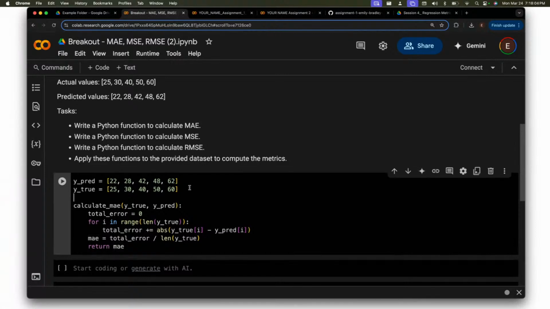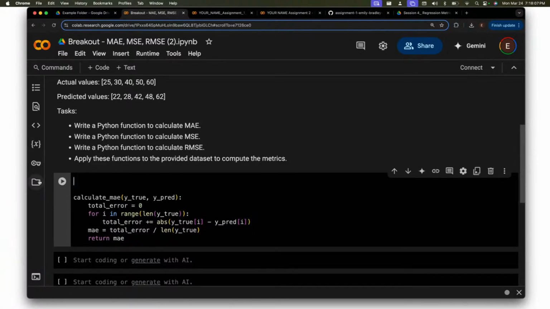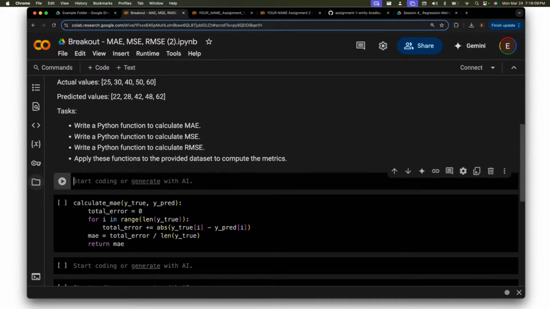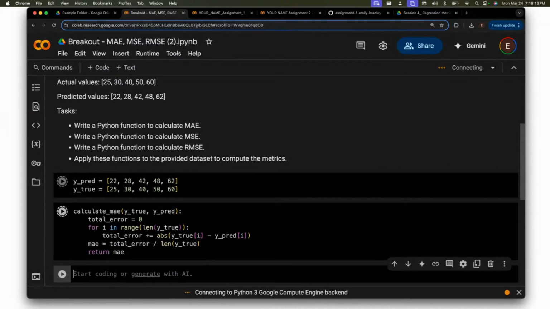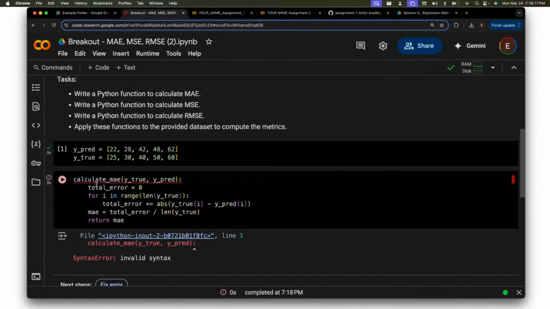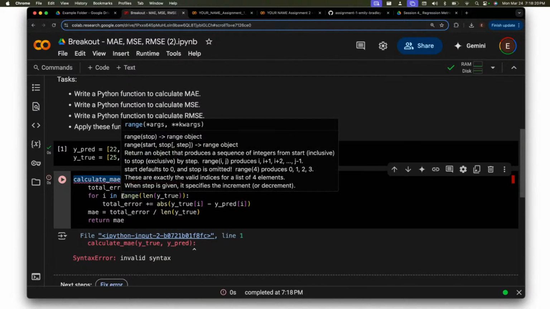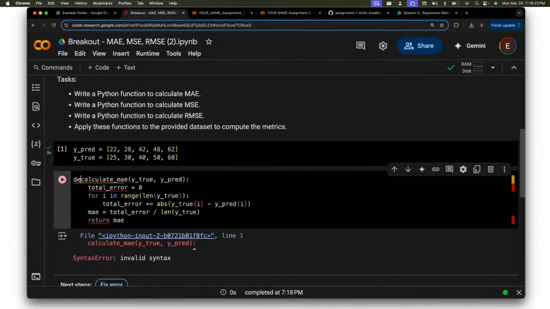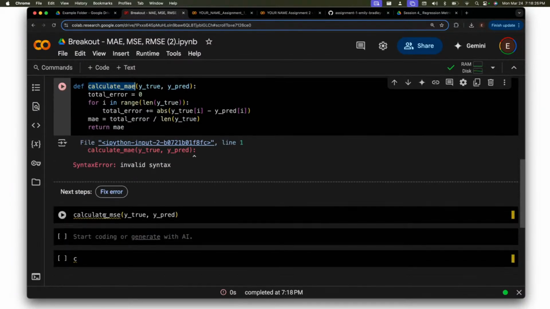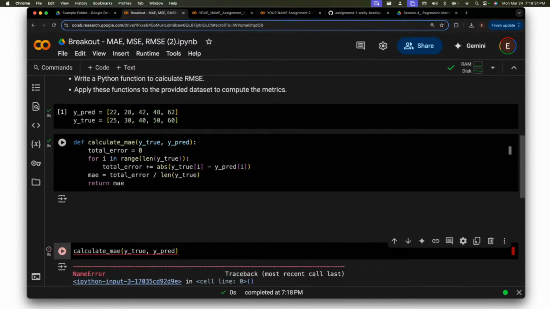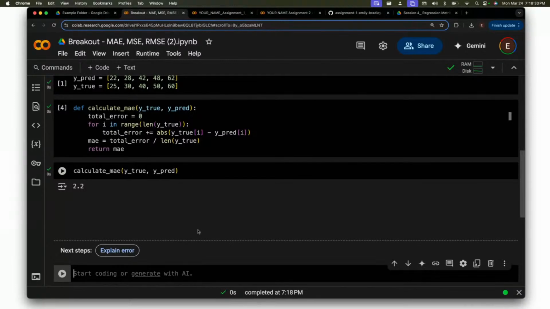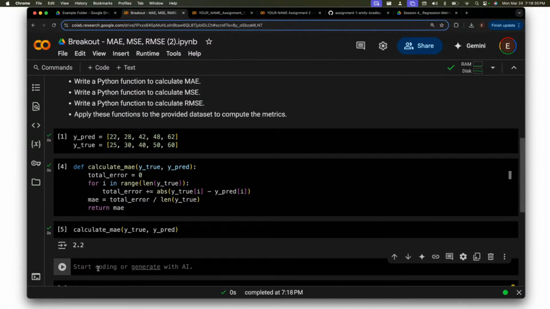Let me put these in different cells. Here. Let's try it out. Would help if I made that a function. Here we are. All right, 2.2.